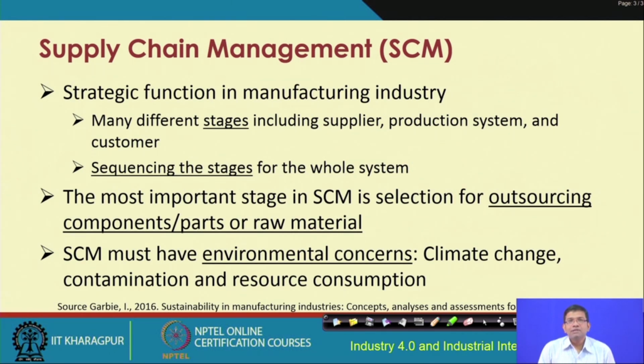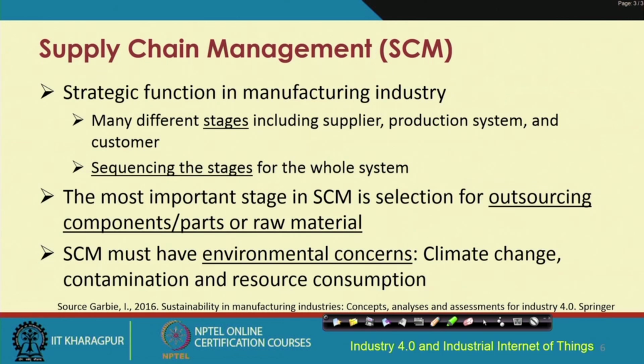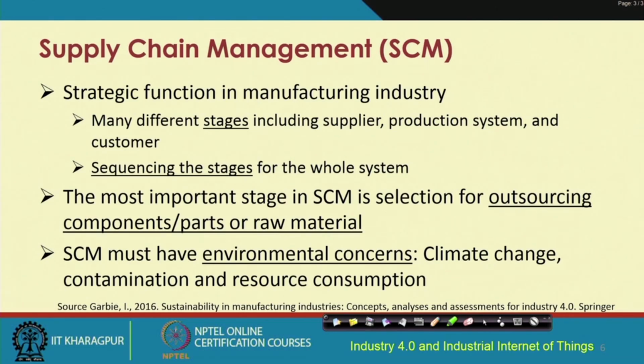So, the sequencing of the stages for the whole system is what SCM basically talks about, supply chain management. Starting from the production till the supply, considering all the different stages, steps, etc. The most important stage in SCM is the selection for outsourcing components or parts of raw material. Supply chain management has many additional environmental concerns as well. These are the issues that basically contribute to the overall sustainability.